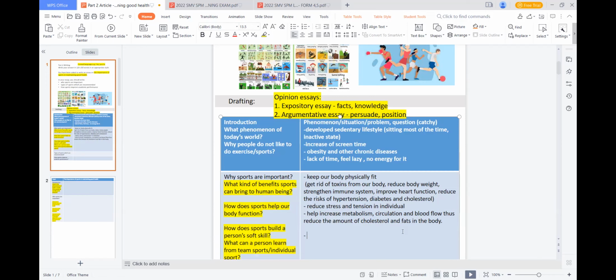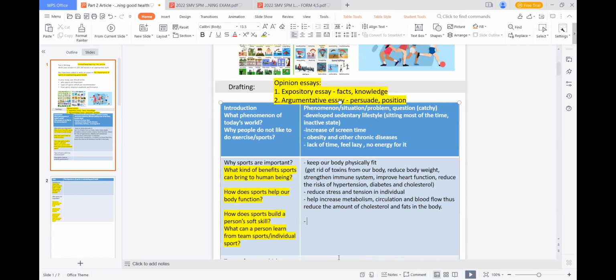How does sports build a person's soft skill? What can a person learn from team sport or individual sport? To be specific lah, what can a person learn from team sport or individual sport? 这边, 你觉得呢? Teamwork. 一个是 teamwork, 对不对? Teamwork, okay. And what else? Teamwork 就是 cooperation, right? Collaboration, right? 是不是? Cooperation, okay. 还有啊?